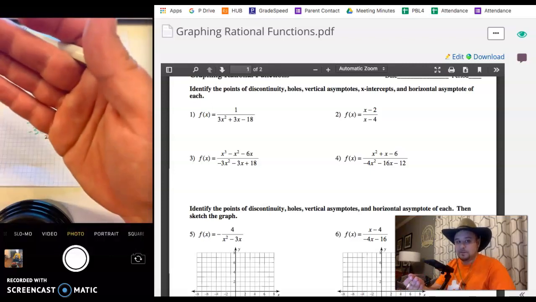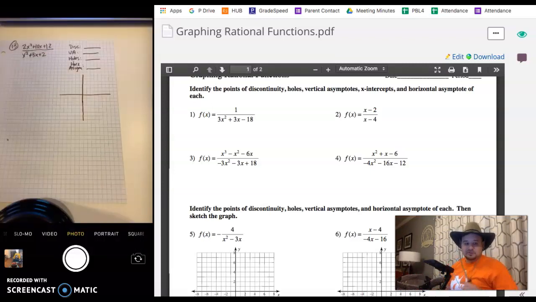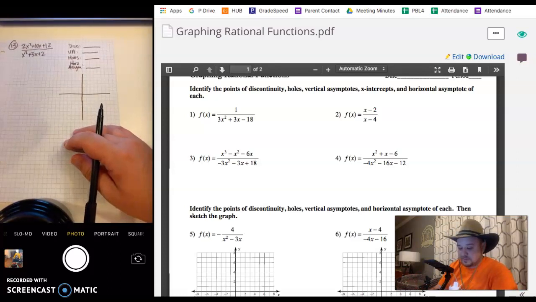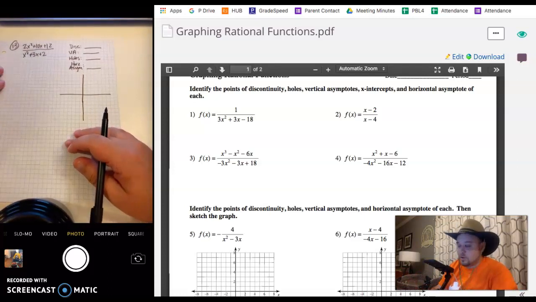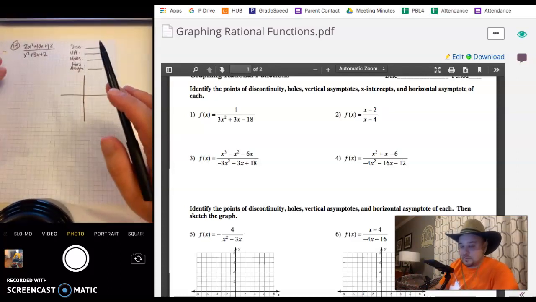Okay, so I decided to zoom forward to number 13. This one is going to have holes because we're going to be able to simplify something out, right? This is what you practiced last week, was simplifying. And so when you simplify out, if you take out something that's got a variable in it, you've created a hole. So let's go ahead and work this one. I've only got 3 minutes left, so I got to go quick.